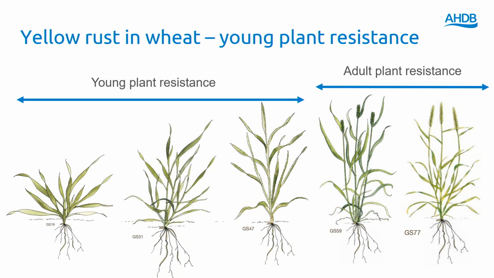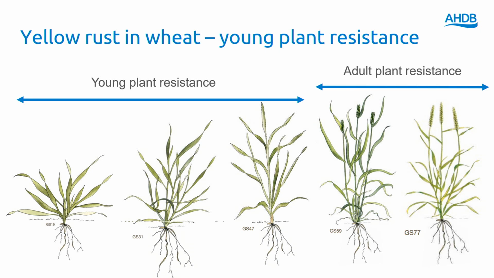Resistance to yellow rust can operate differently depending on the growth stage of the plant. So you can get young plant or seedling resistance, and then you can also get adult plant resistance, which usually kicks in around growth stage 55, although there is a little bit of variability there, depending on the resistance mechanism and the environmental conditions as well. What this means is that a variety that is resistant at the adult plant stage might actually be susceptible at the young plant stage.